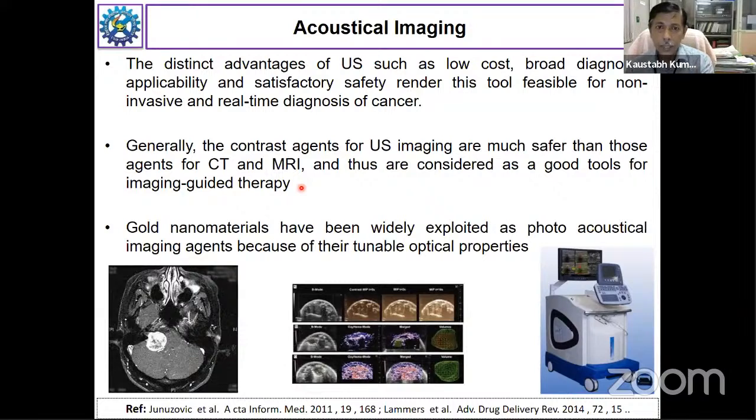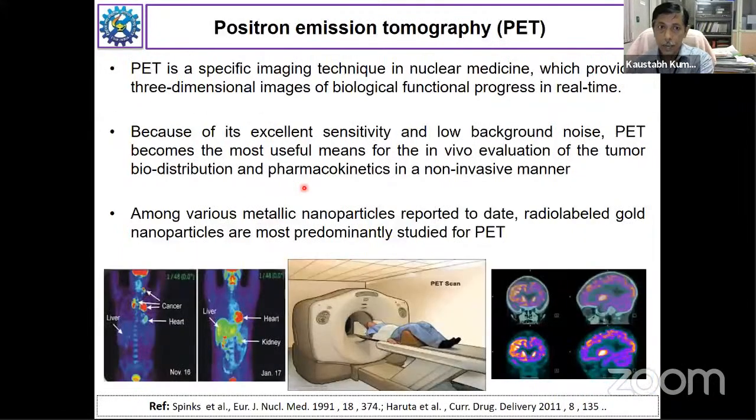To get a particular therapy, especially in cancer diagnosis, these imaging techniques are now being used in the clinics. And also there is positron emission tomography, which is also used in the clinics. This also gives a particular localized area where the cancer cells or tissues are located. So it gives tremendous potential in the in vivo study of the tumor and its biodistribution as well as its pharmacokinetics in a non-invasive manner.